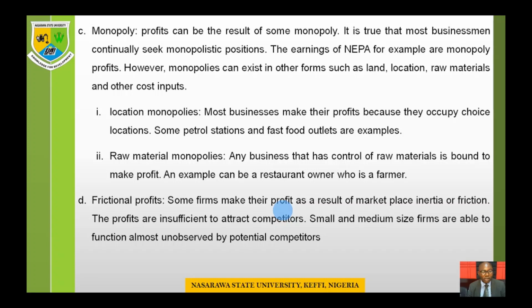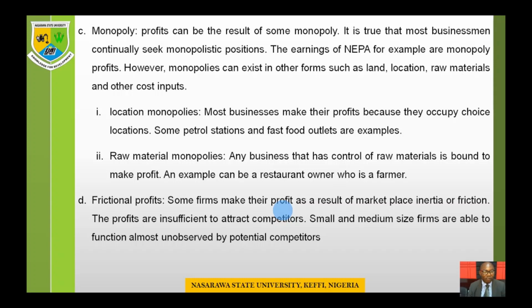The other one is raw material monopolies. Any business that has control of raw materials is bound to make profit. An example can be a restaurant owner who is also a farmer. The product from your farm can be used in your restaurant, thereby allowing you to make more profits than you ought to.